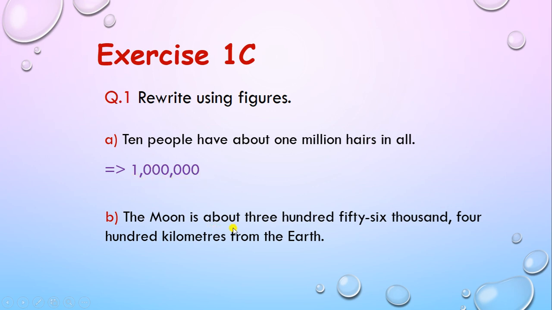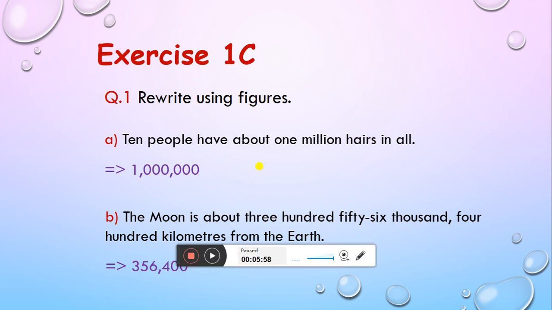The moon is about 356,400 kilometers from the earth. Let's write it in numbers. 356 in the thousands period and 400. Let's see the next question.